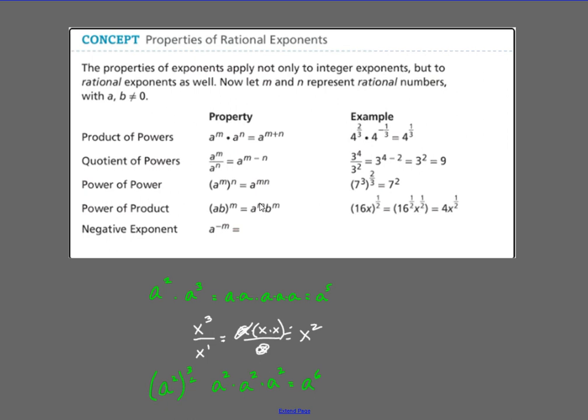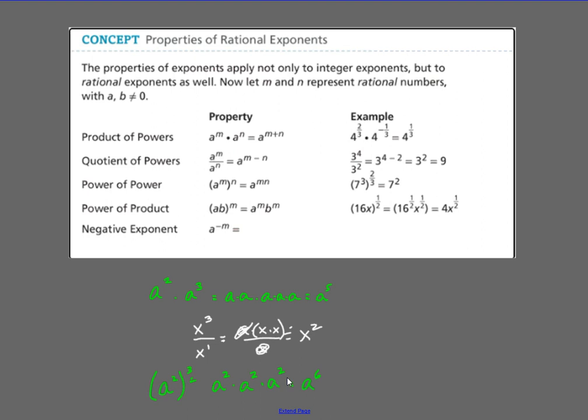The power of a product, you can distribute. Each number gets raised to that power. We used that last section as well. 16x to the 1/2 power is the same as 16 to the 1/2 times x to the 1/2. Well, 16 to the 1/2 is just the square root of 16, which is 4, and we have x to the 1/2. Now this is a new one.